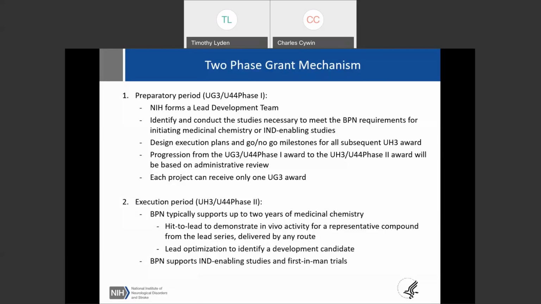And then the second phase, which is usually, in a UG3, UH3, it'll be 1 year and 4 years at max for the second phase. In the U44, phase 1, sometimes it's a 2-year phase 1 followed by a 3-year phase 2.